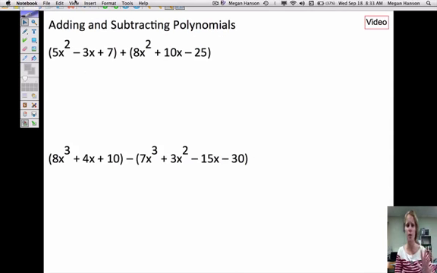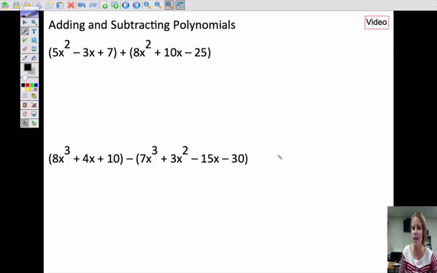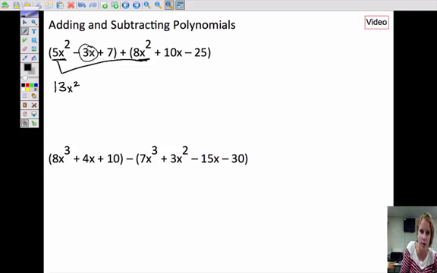All right, so we can do some stuff with these polynomials. We can add and subtract polynomials. And basically, it's just like what we've been doing with adding like terms. We find the things that are alike. So 5x squared is like 8x squared. All right, and then we just add those together. So when we have 5x squared and 8x squared, we have all together 13x squared. Okay, then we find we have negative 3x and positive 10x. So altogether, that's positive 7x.